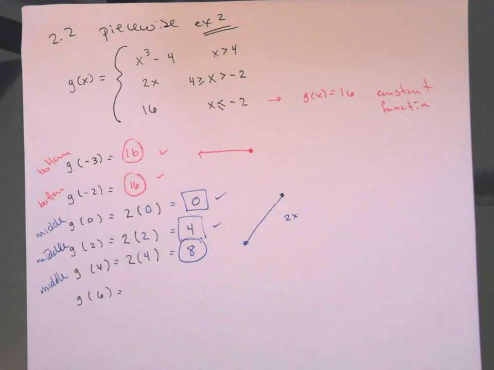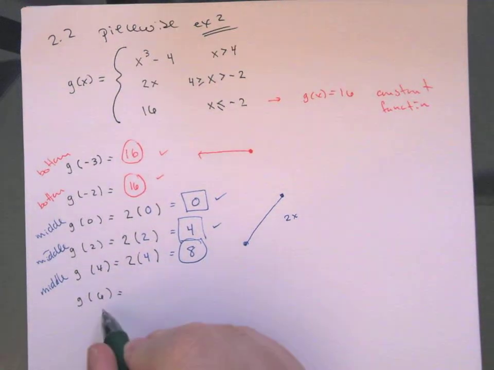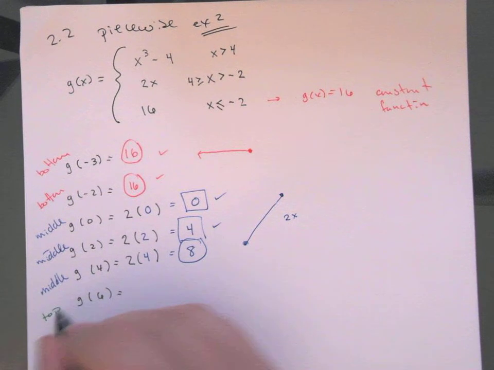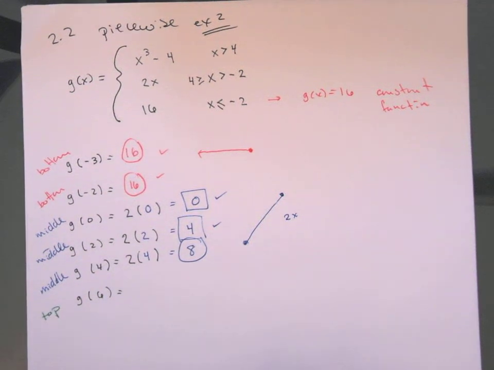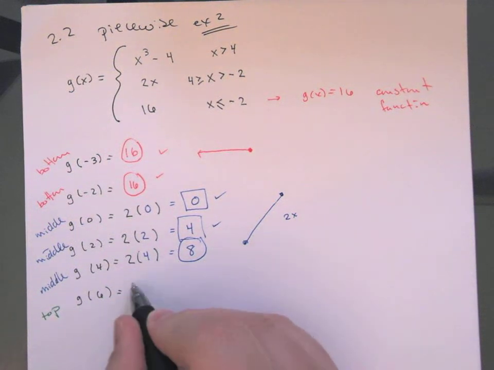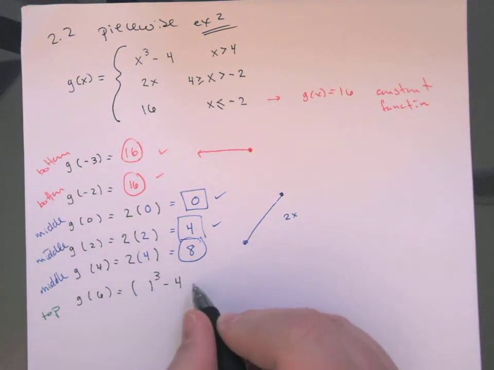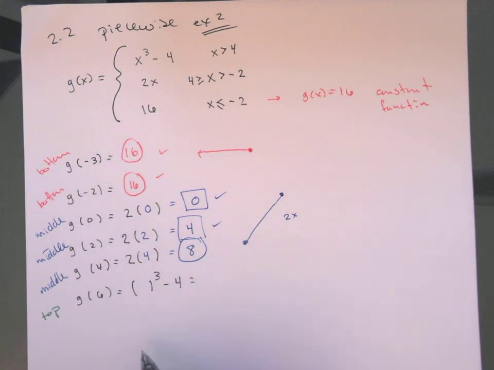Last but not least, this x cubed minus 4. If we go down to x equals 6, this is strictly bigger than 4, so this is going into the top. We run into the immediate problem that I don't really know what 6 cubed is off the top of my head. Let's crunch this on the spot. This value cubed minus 4.